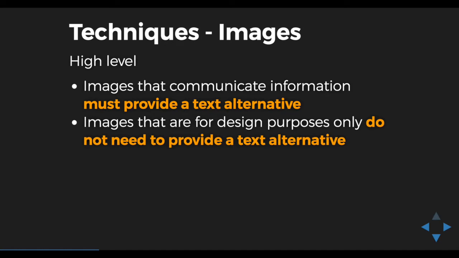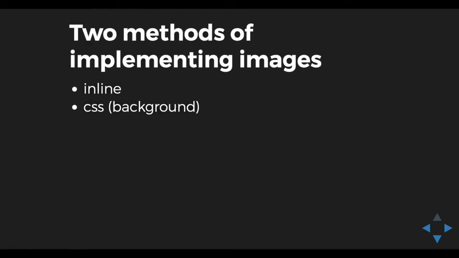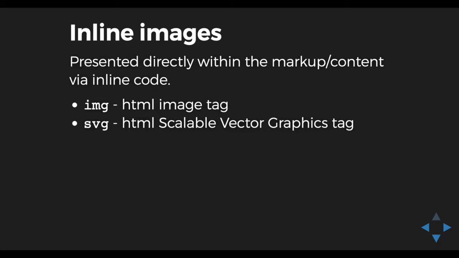So techniques. On a high level, images that communicate information must provide a text alternative. Images that are for design purposes only do not need to provide a text alternative. So there's two methods of implementing images on the web. Primary methods. I only say that because Seth will probably say, what about that? I hadn't thought about that. But you have inline images, you have background images. Okay? So inline images.